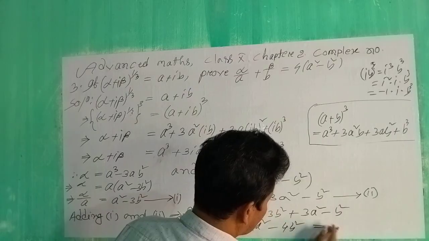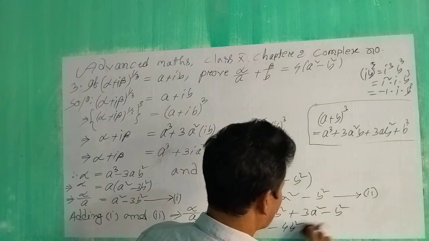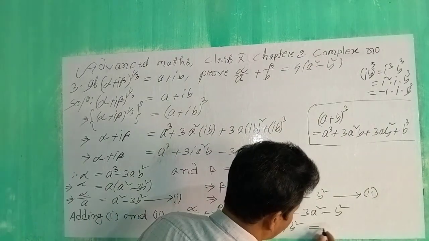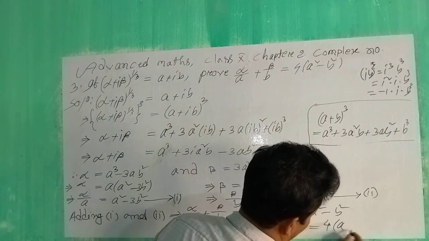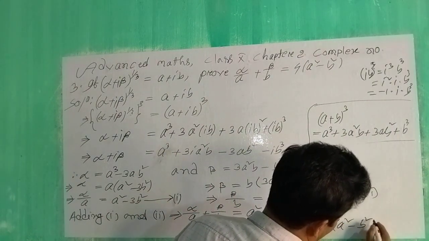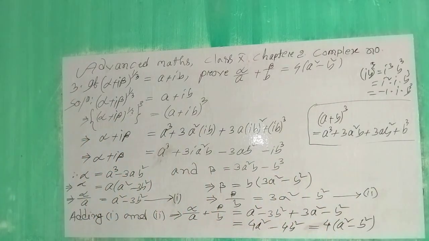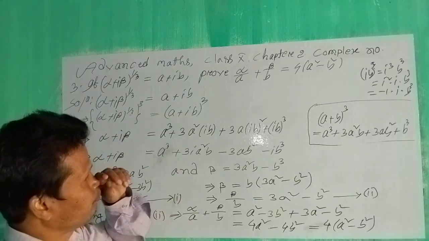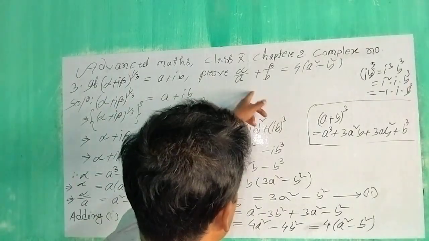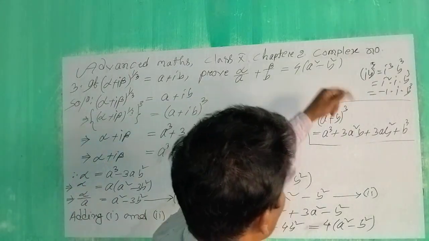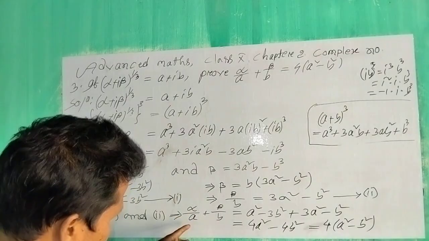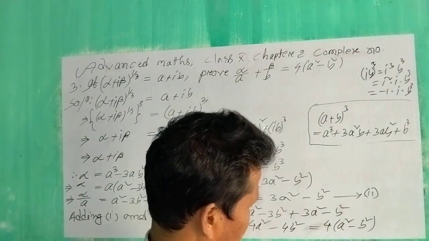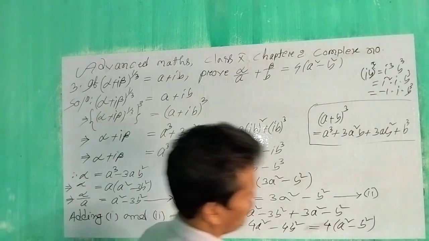And 4 is common in this case. 4 is common on both sides of the minus sign. So 4 into a square minus b square. To prove, alpha by a plus beta by b equal to 4 into a square minus b square. We have alpha by a plus beta by b equal to 4 into a square minus b square. Proved.